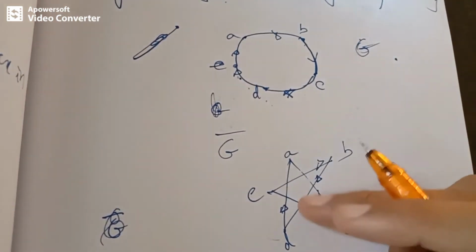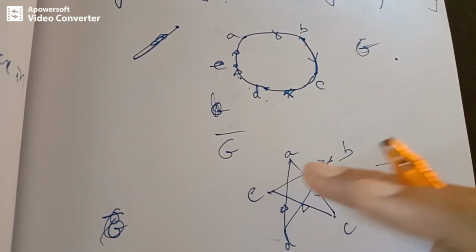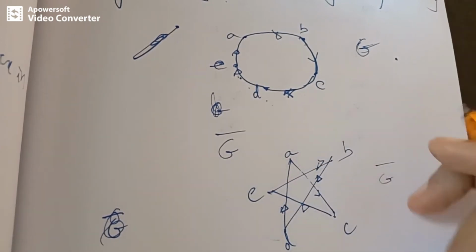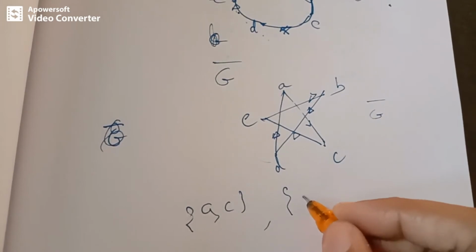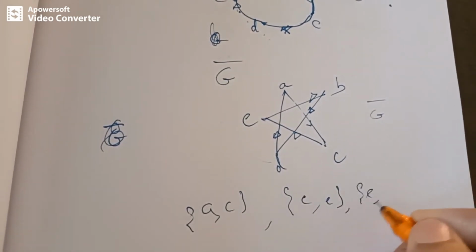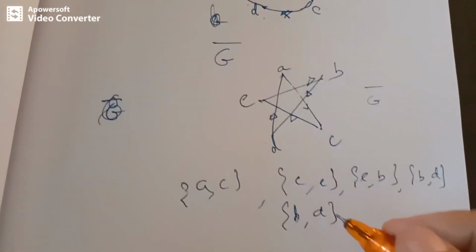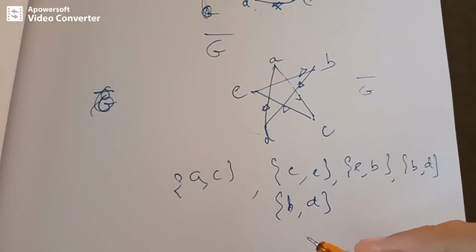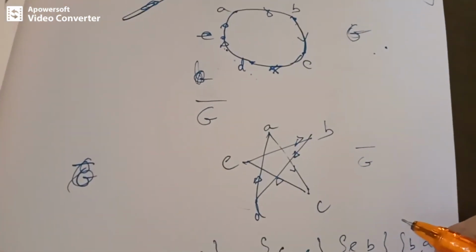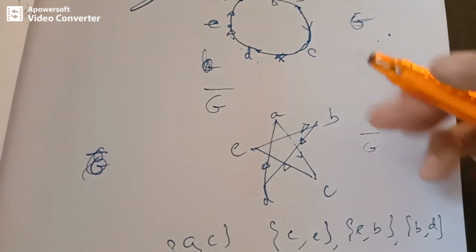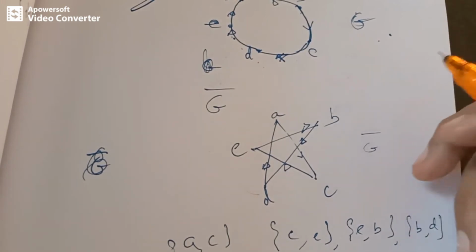So G complement is a cycle with these vertices and these edges: AC, CE, EB, BD and DA. So these are the edges in the complement graph, and it is easy to check that G and G complement are isomorphic. Clearly they are isomorphic in terms of vertices and edges, with edges between the same vertices. So G and G complement are isomorphic.